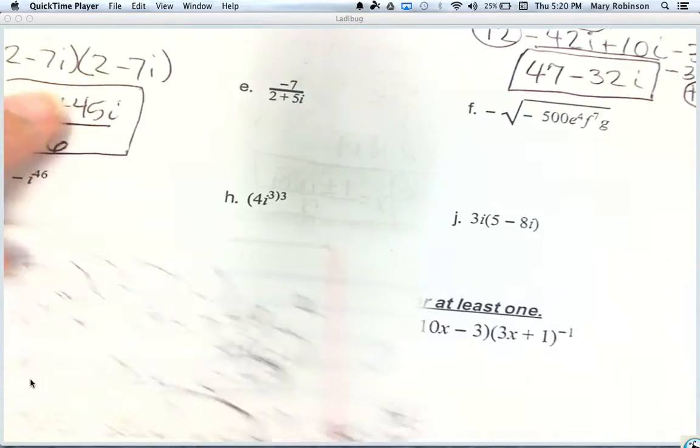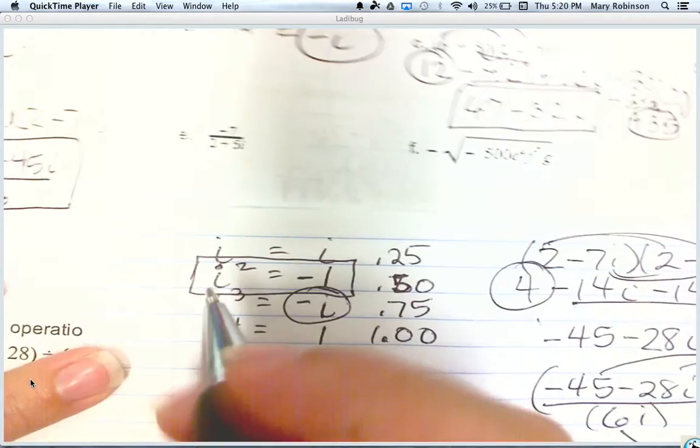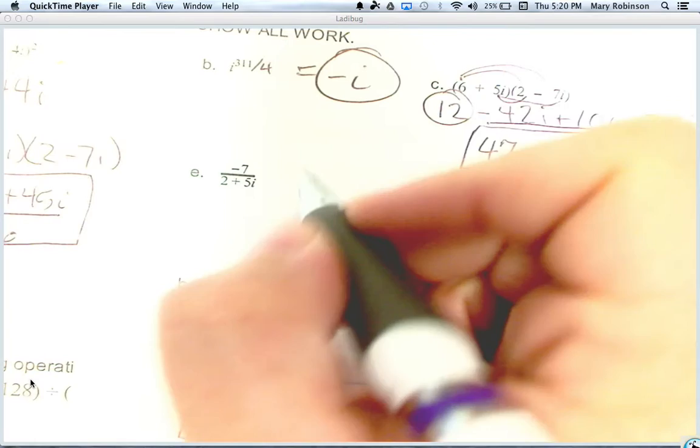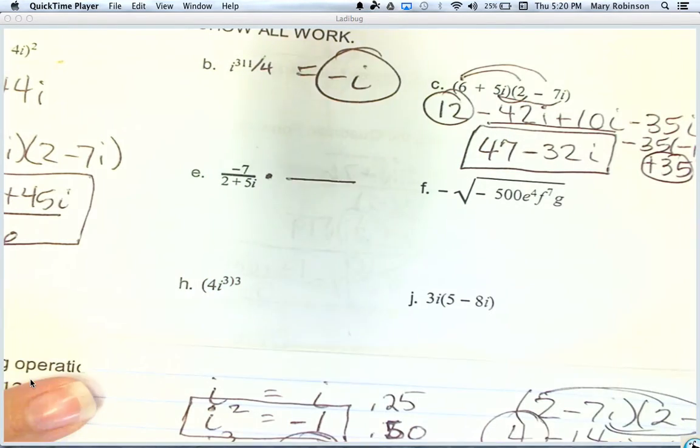All right, next for E, we've got negative 7 over 2 plus 5i.